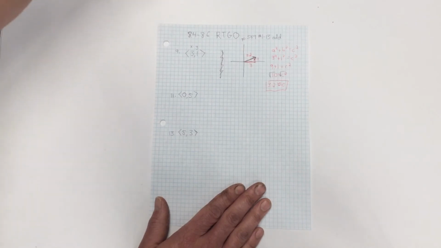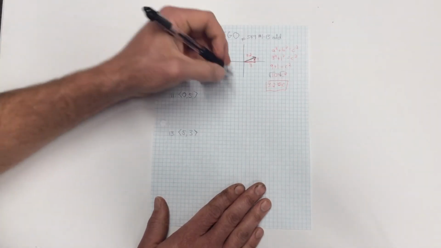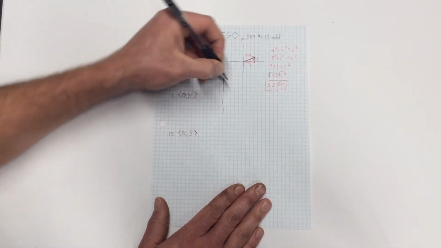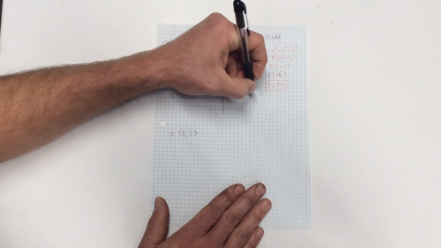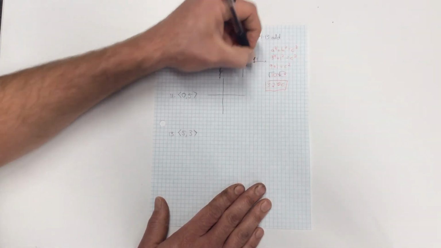And number 11 is just like it. We have to graph it. You'll see, though, even 11 is even easier. But we'll go ahead and graph it at our x and y's.